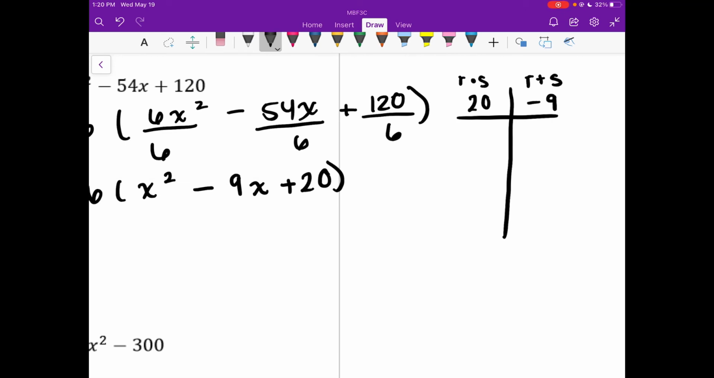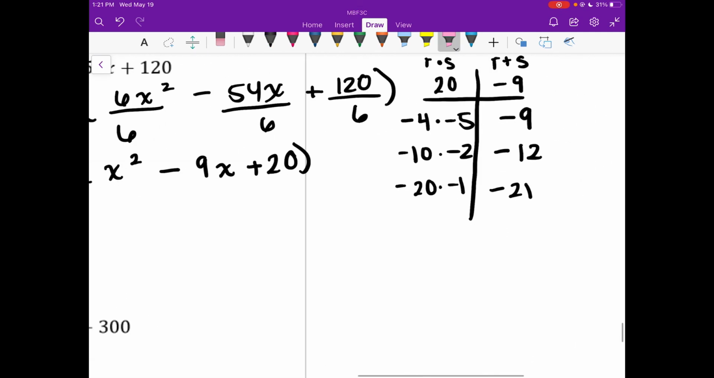So C is a positive, B is a negative, so it's going to be two negative values. So let's find it out. -4 times -5, -10 times -2, and then -20 times -1. -20 plus -1 is going to be -21. -10 minus 2 is going to be -12. -4 minus 5 is going to be -9 when I add those two together. So the two numbers I'm looking for are -5 and -4.